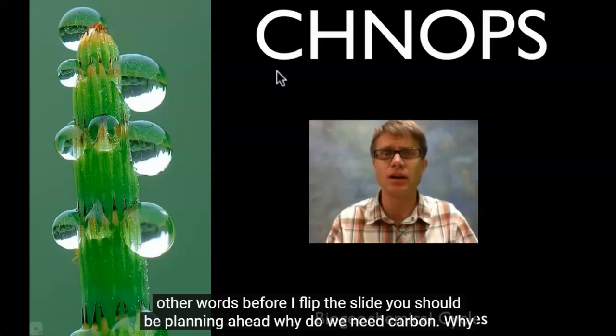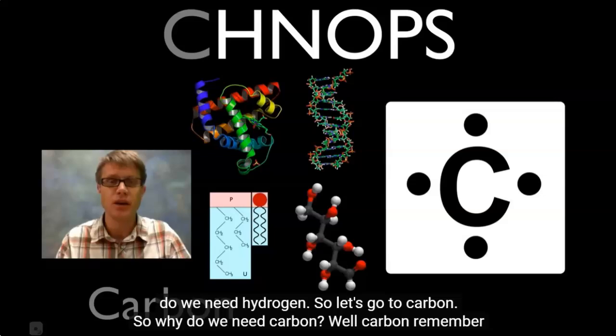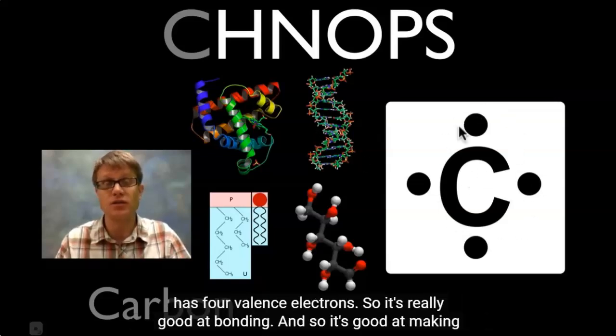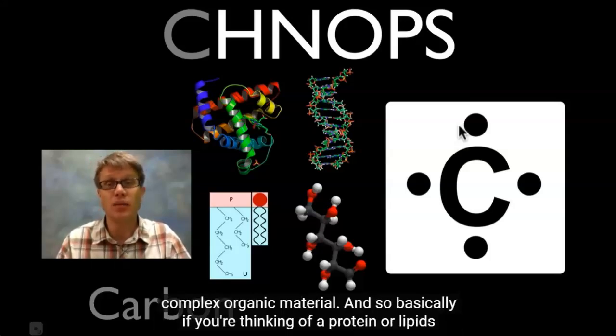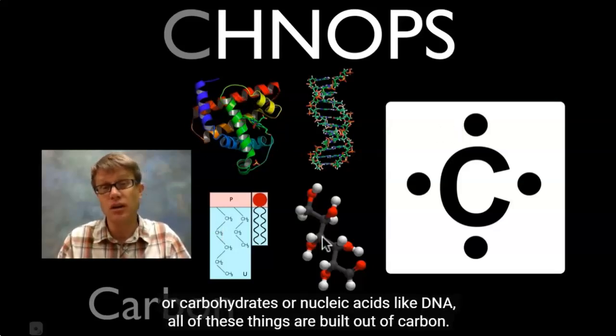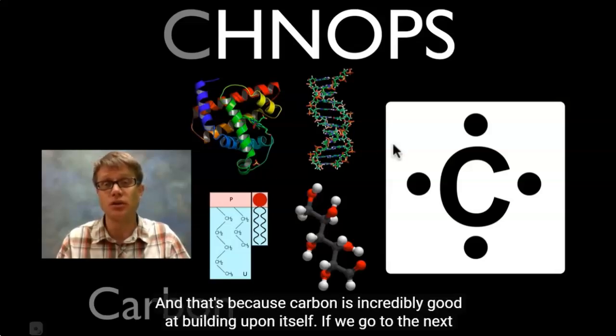Why do we need carbon? Why do we need hydrogen? So let's go to carbon. So why do we need carbon? Well, carbon, remember, has 4 valence electrons. So it's really good at bonding. And so it's good at making complex organic material. If you're thinking of a protein or lipids or carbohydrates or nucleic acids like DNA, all of these things are built out of carbon, and that's because carbon is incredibly good at building upon itself.